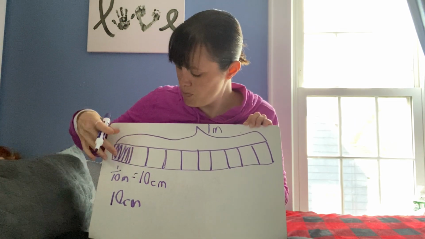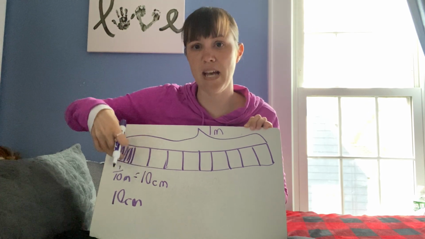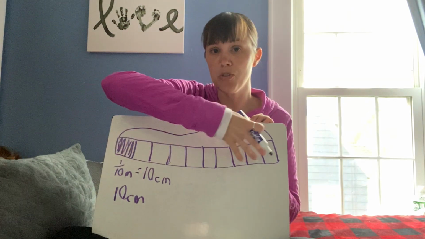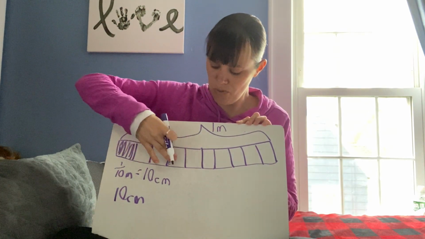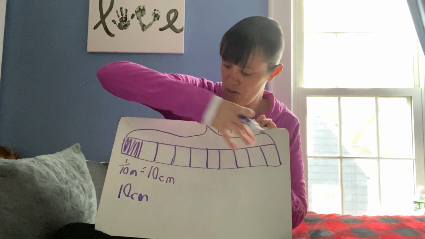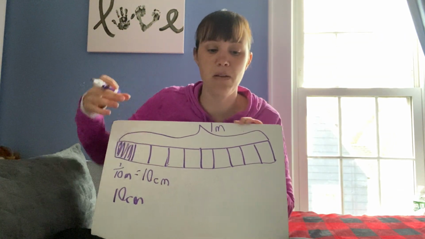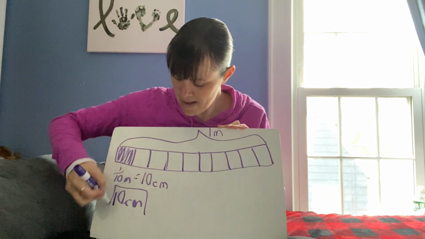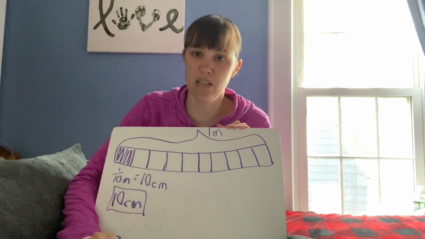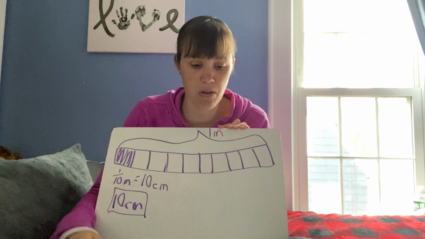So the question is, what is this worth? This is worth 10 centimeters. Remember, there's 100 centimeters here. 10, 20, 30, 40, 50, 60, 70, 80, 90, 100. So that's worth 10 centimeters. So the answer to A is 10 centimeters. And 10 centimeters means 1/10 of a meter.